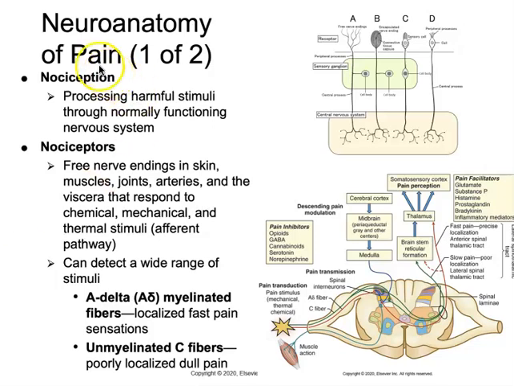First, let's talk about this term nociception. It refers to the processing of harmful stimuli through normal functioning of our nervous system. And I just want to do a quick review of our afferent and efferent pathways, because these are going to be the processes we use to communicate pain throughout the body. So if you remember, we have a receptor. So here we're having some type of pain stimulus, and soon we're going to talk about that receptor being called a nociceptor, basically a pain receptor.